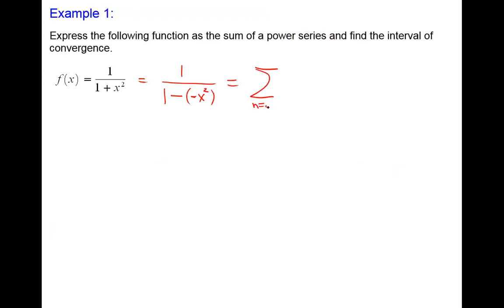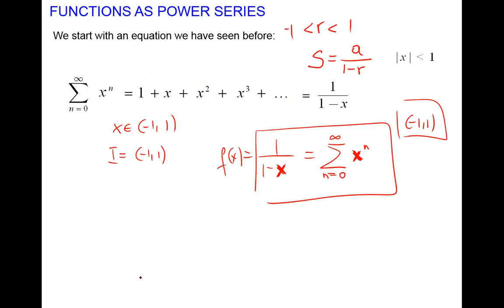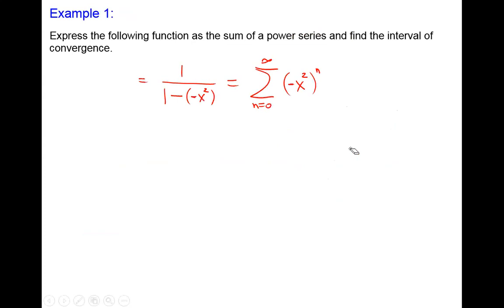Now I can rewrite this as a power series, and I need the common ratio to the power of n, and the common ratio is negative x squared. One more time, let's look at this. That's my tool: 1 over 1 minus x, and if this is x, this must be x to the power of n. So I have negative x squared to the power of n.